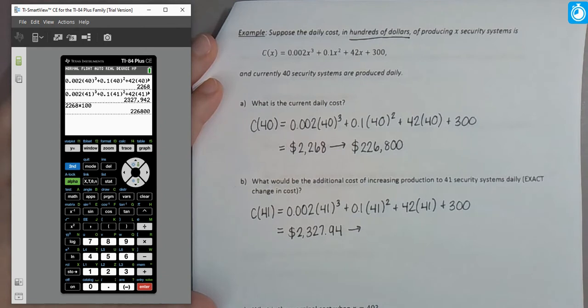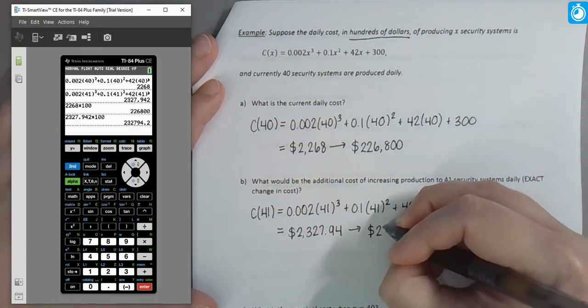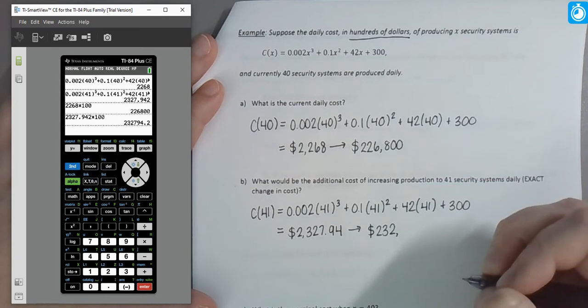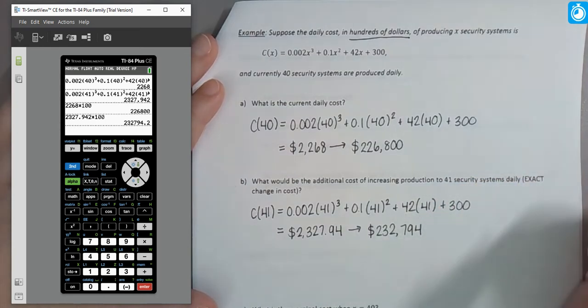So what about the next one? Well, let's not round it. So let's use 2,327.942, and we're multiplying that by 100. And so that's going to be the actual value there. And let's just round to the nearest dollar. So in this case, $232,794.